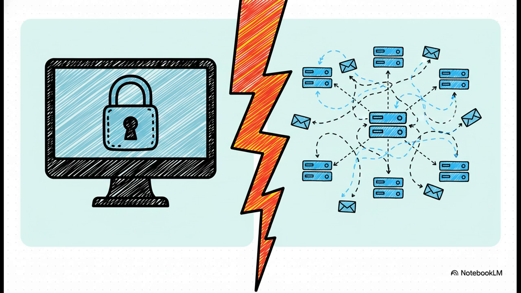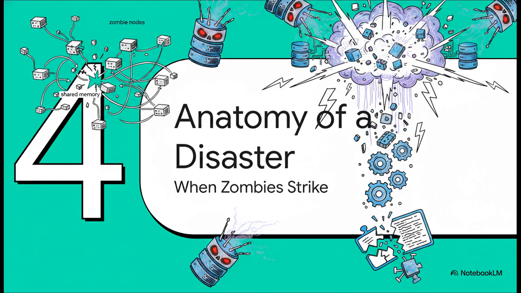There is no shared memory. There's no magical global variable you can check to see if you're truly still the leader. You only have messages sent over a network, and those come with wildly variable delays. And that leads us perfectly into part 4, anatomy of a data disaster.